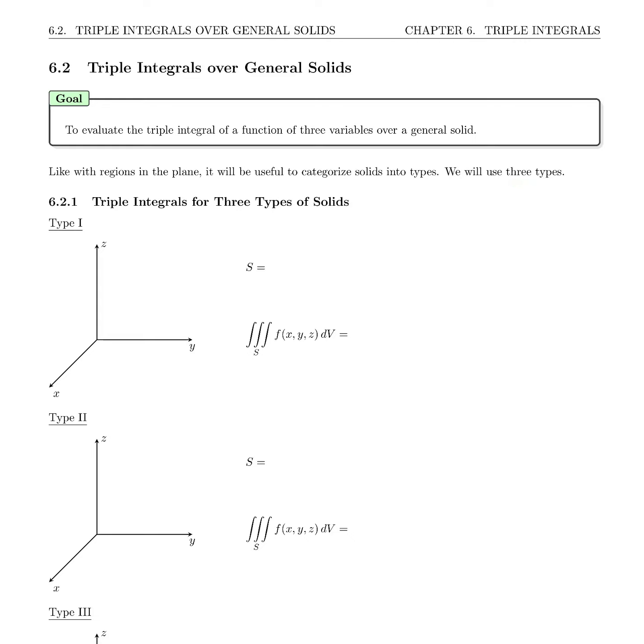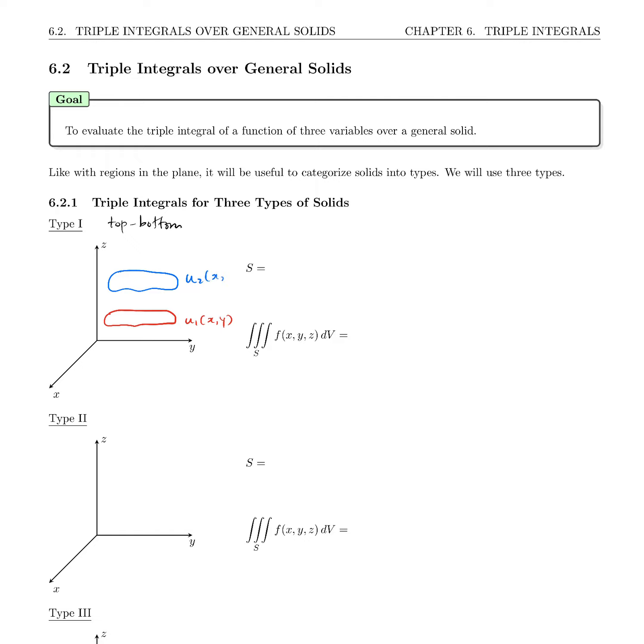to use three types. 6.2.1 triple integrals for three types of solids. Type 1. Type 1 is where the solid is going to be bounded top, bottom. So what does that look like? We're imagining that we've got a surface somewhere on top. We've got another surface on the bottom. Let's call these function names. u1 of x,y will be our bottom function. u2 of x,y will be our top function, and these are bounding a solid.